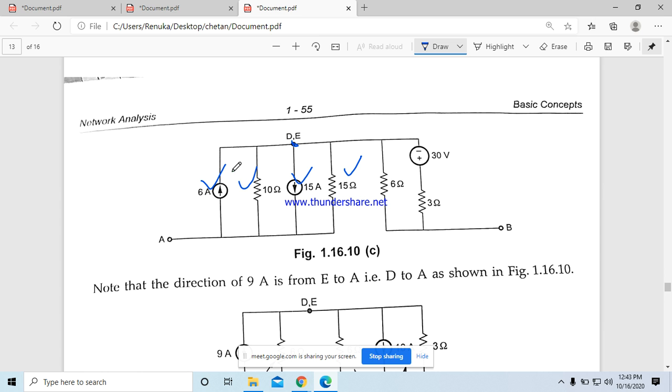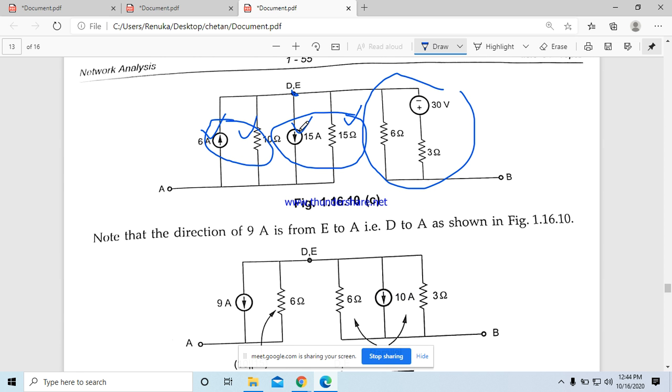These two are parallel. So you have replaced voltage source that is in series with a resistor like this. Here also you have converted voltage source that is in series with this one like this. And whatever that setup is there, now you have drawn that. These two are in parallel. Add these two, but these two are in opposite direction. So 15 minus 6 you will get 9 amps. That is in the direction of 15.